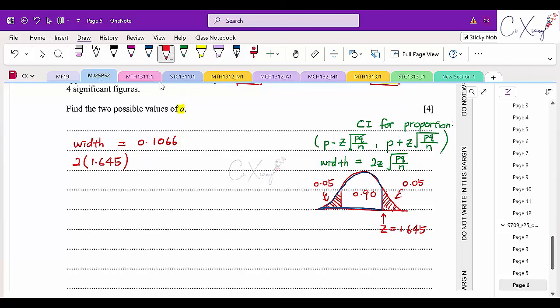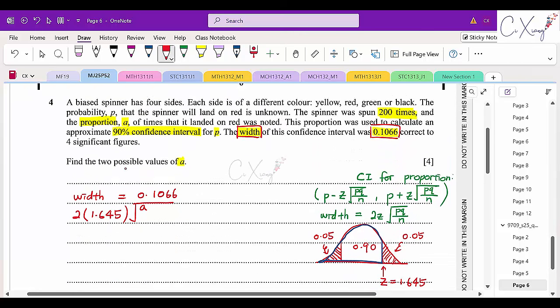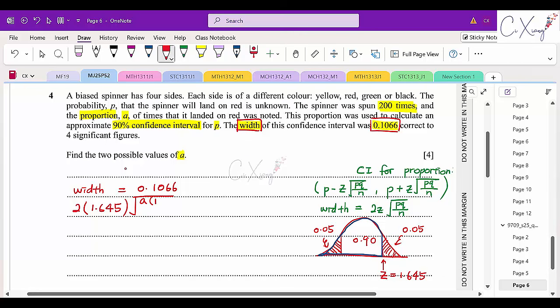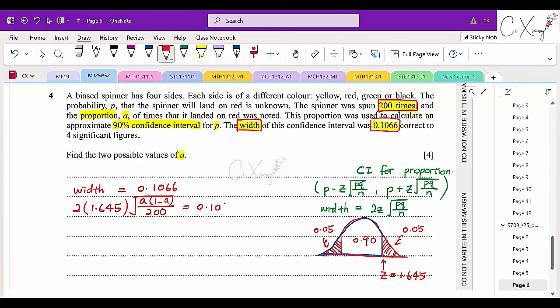Okay, then next one, square root PQ over N. Square root P, I put it as A because they did mention that it is the proportion A. Q will be 1 minus A, divided by N. So what's the N for this case? 200 times. So the sample size will be 200. The N will be 200, equal to 0.1066.